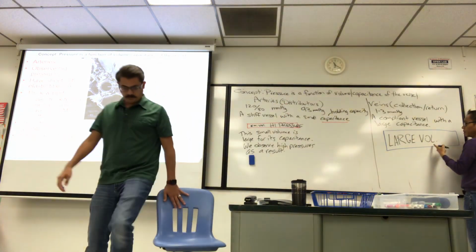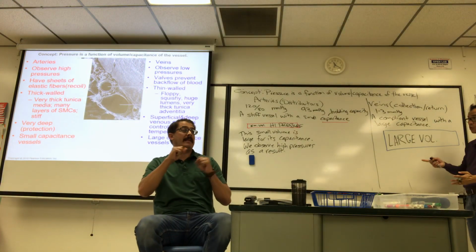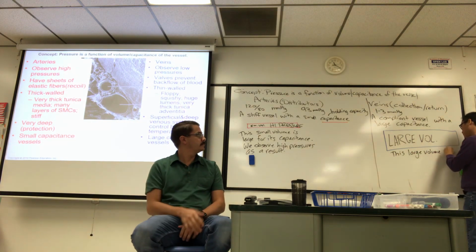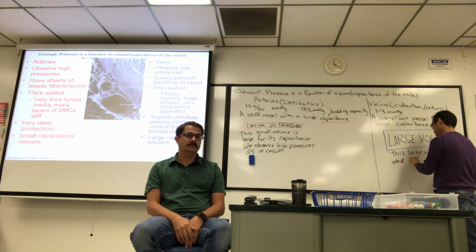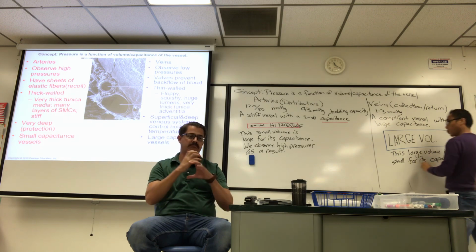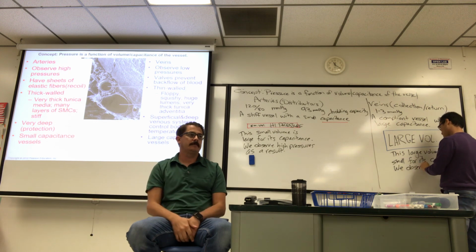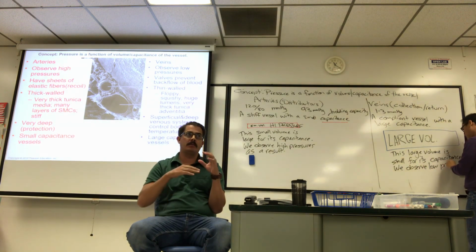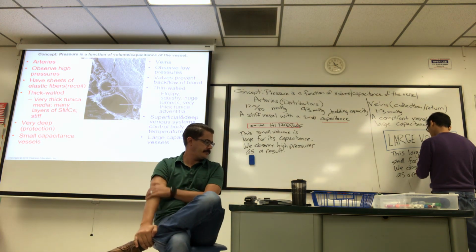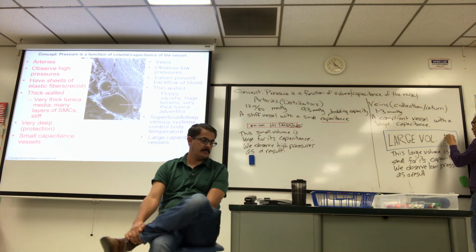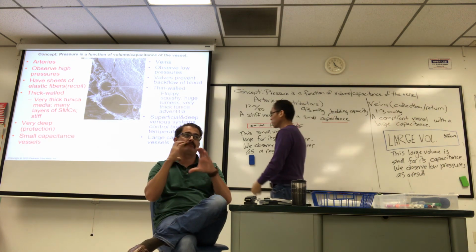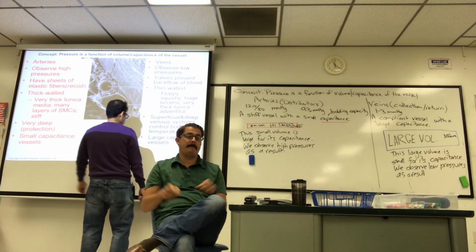However, this large volume of blood is small for its capacitance, so that's why we observe low pressures. This large volume is small for its capacitance. We observe low pressures as a result. Low pressure in the smallest letters to symbolize a small, low pressure, I guess. So that's one of the main differences. Know the relationship between CVP.